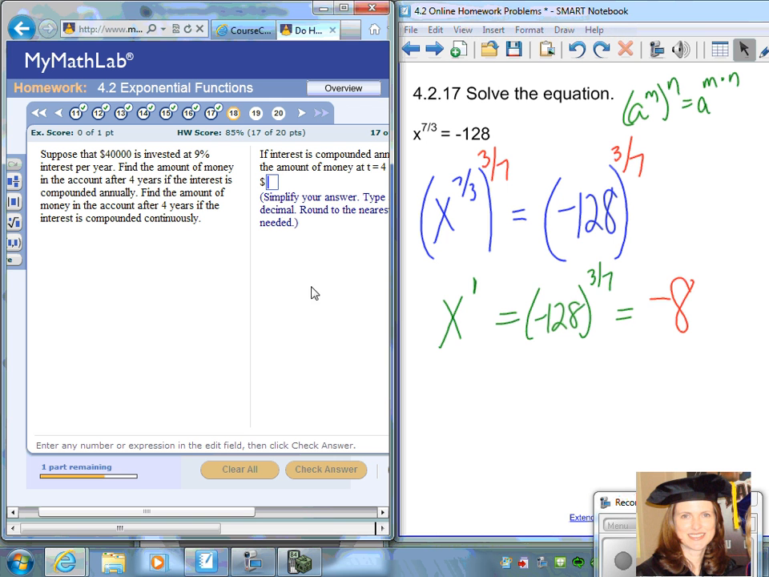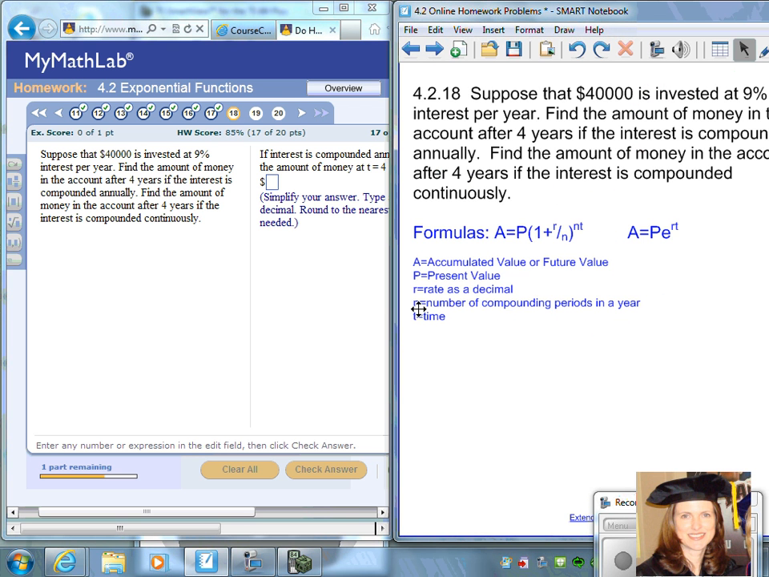It looks like the last three problems are word problems. This one, number 18: suppose that $40,000 is invested at 9% interest per year. Find the amount of money in the account after 4 years if the interest is compounded annually. Find the amount of money in the account after 4 years if the interest is compounded continuously.